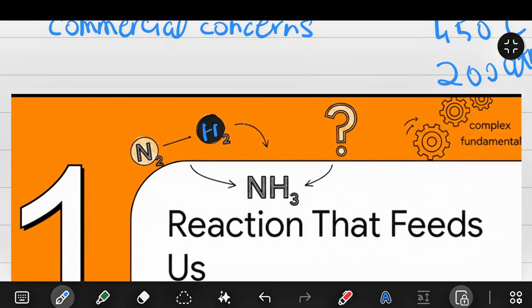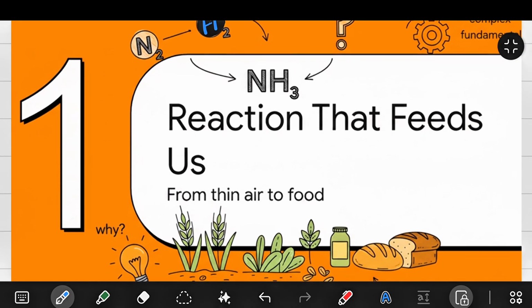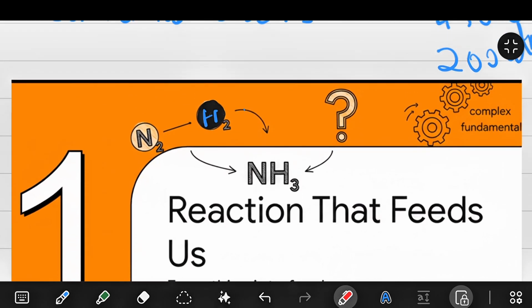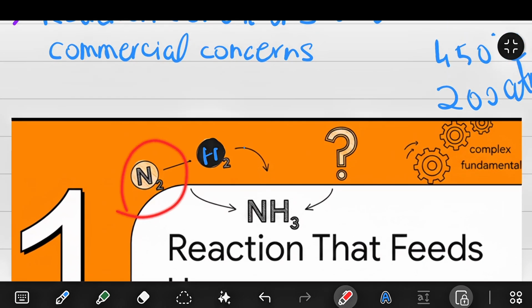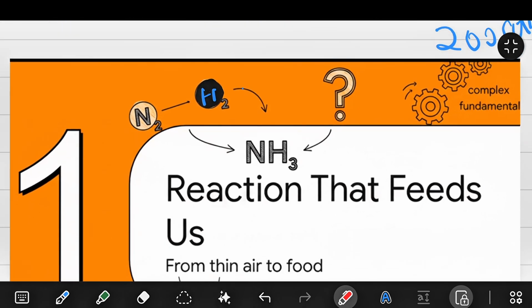Now, the reason everyone learns about the Haber process is that it's one of the most important reactions in the world. This is because the ammonia that it produces is used to make nitrogen-based fertilizers, which allows us to grow all of the food that we need to feed everyone. That's your animals, that's the wheat, the plants, everything.